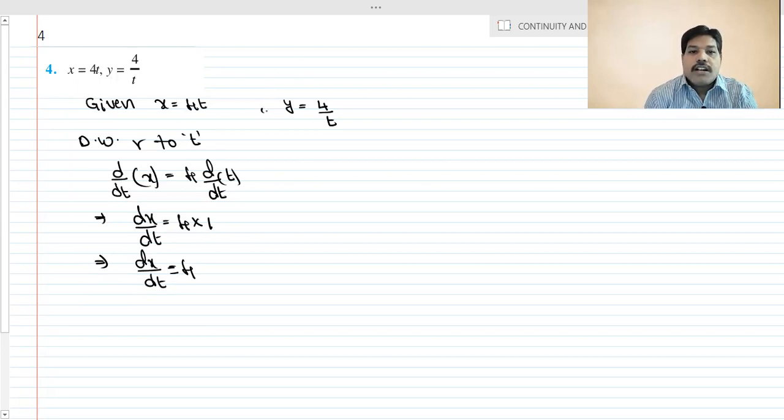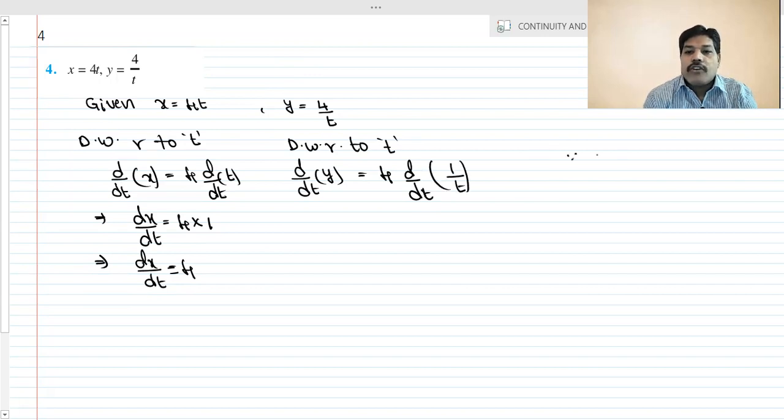Similarly, y is equal to 4 by t. So differentiate with respect to t here also. What will we do here, students? The derivative of y is equal to 4 into the derivative of 1 by t.